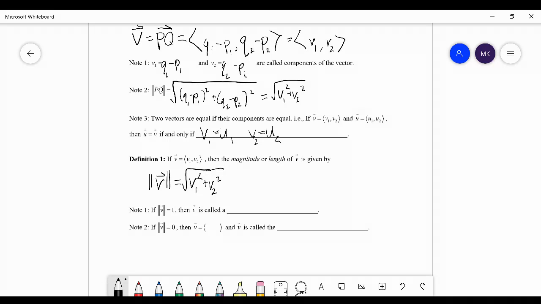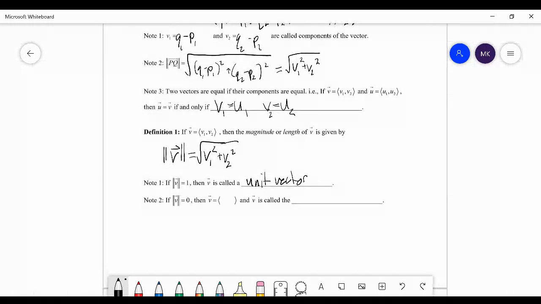Okay. If the magnitude of a vector is 1, we call that the unit vector. And if it is 0, then that means its components are going to be ⟨0, 0⟩. And we call that very simply the zero vector.